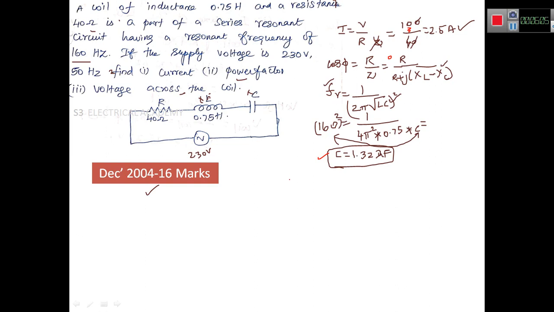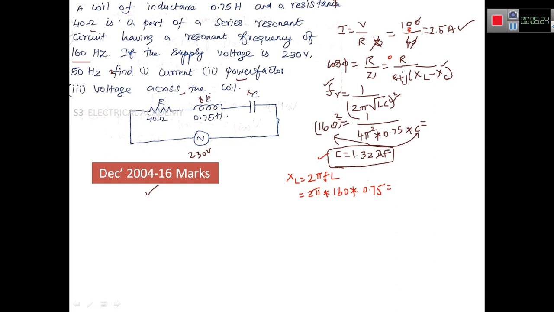So we just determined the capacitance value. Now we have to determine XL as well as XC value. XL is equal to 2 pi FL. So 2 into pi into resonant frequency, which is equal to 160 into L. L value is nothing but 0.75.